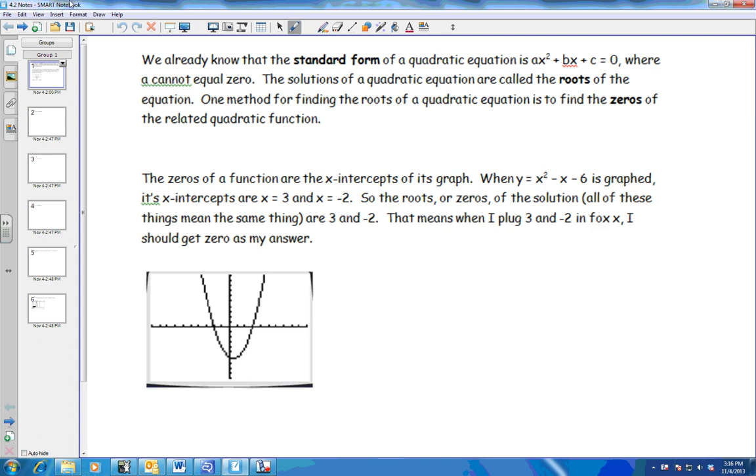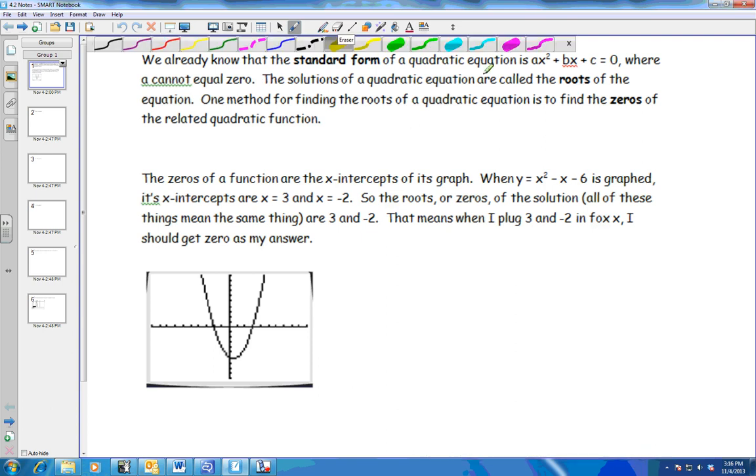Before we start, we already know that the standard form of a quadratic equation is ax squared plus bx plus c equals 0, where a cannot be equal to 0. Otherwise, it would be a linear equation. So we're going to talk about some basic vocabulary words today.